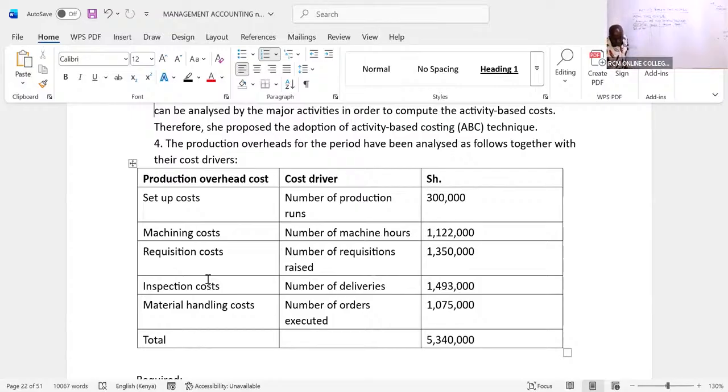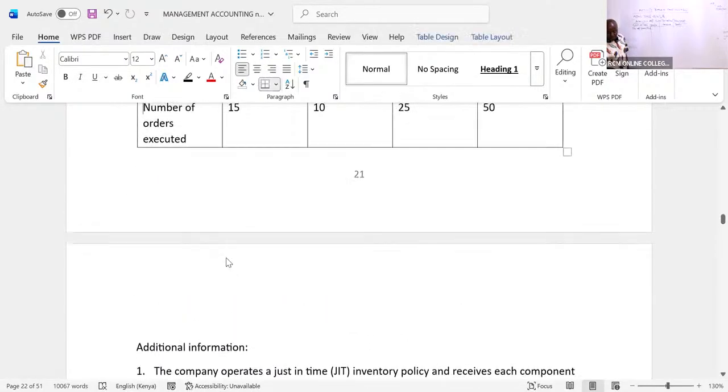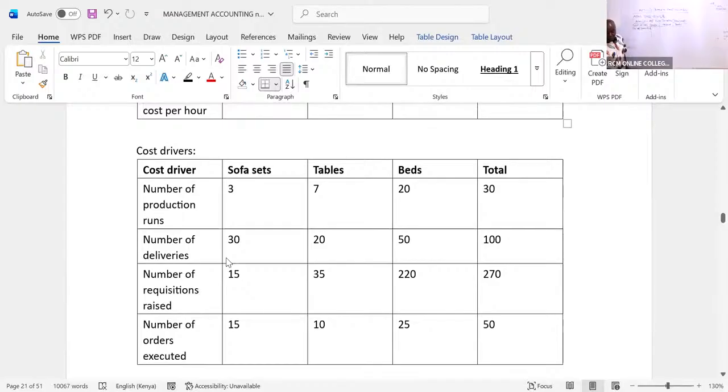Sorry, it's number of production runs. Sorry for that. The cost driver there is number of production runs. How many do we need? Look for the cost drivers, the numbers, in the second table, or the table up there. So number of production runs, we have 3, 7, 20, giving us a total of 30.